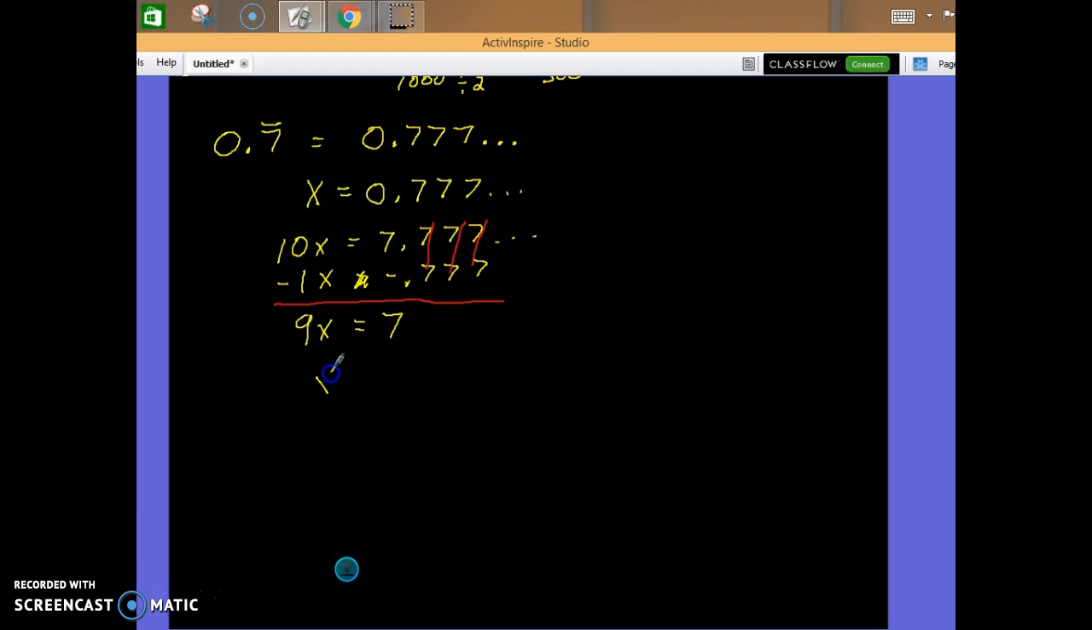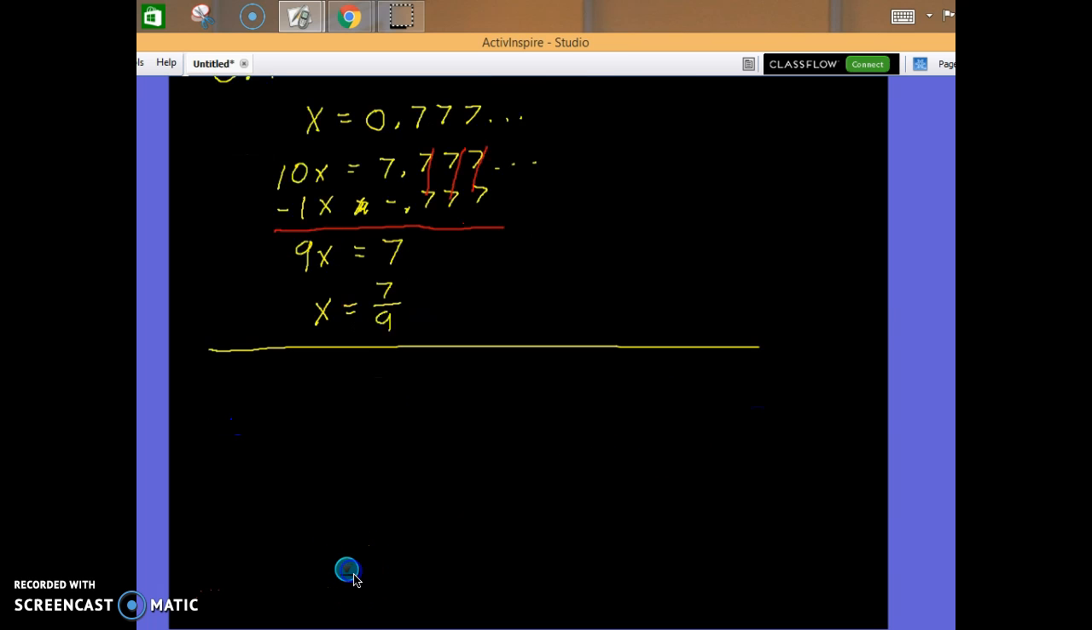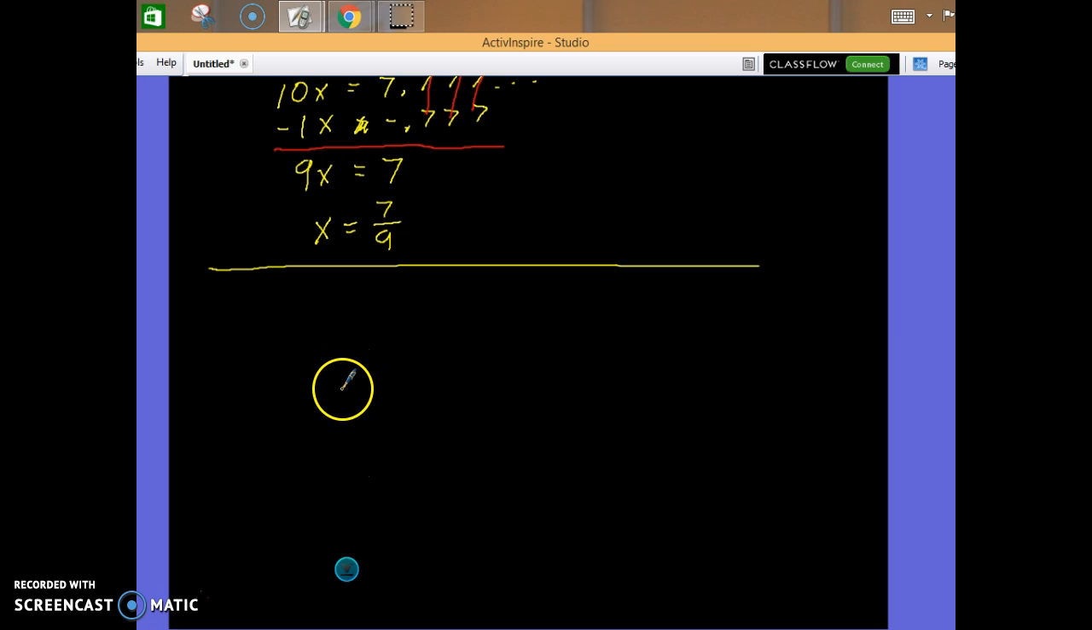And that means x is 7/9. You divide both sides by 9. X is 7/9. What does this mean for you? That means 0.7 repeating can be written as a fraction as 7/9. What this means for you is whatever is repeating, you're going to put over 9s.